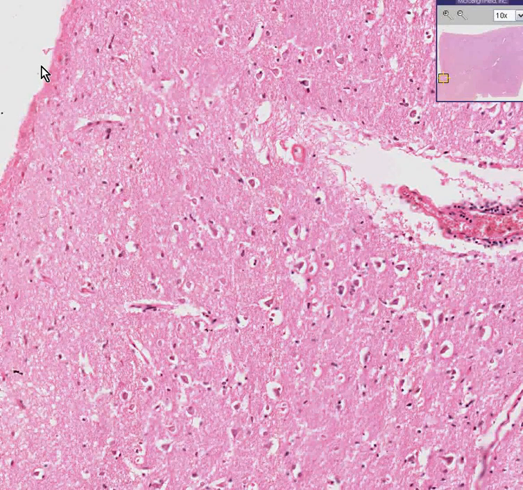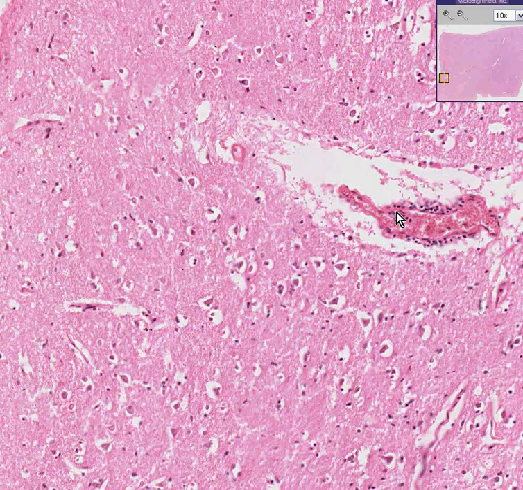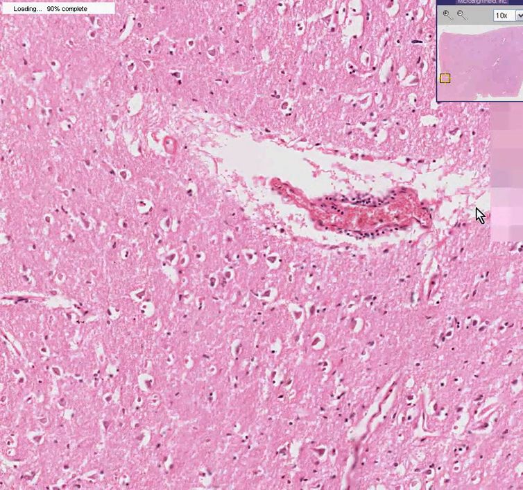I know what you're thinking. You're thinking that this is probably some type of brain tissue. Well, you're thinking right, and that's because it is brain tissue. Here is a small intracerebral blood vessel.